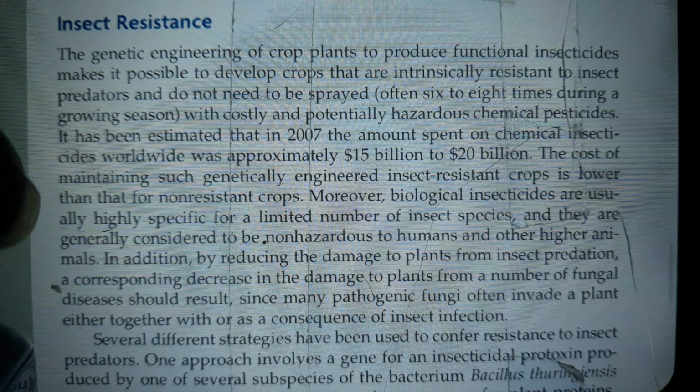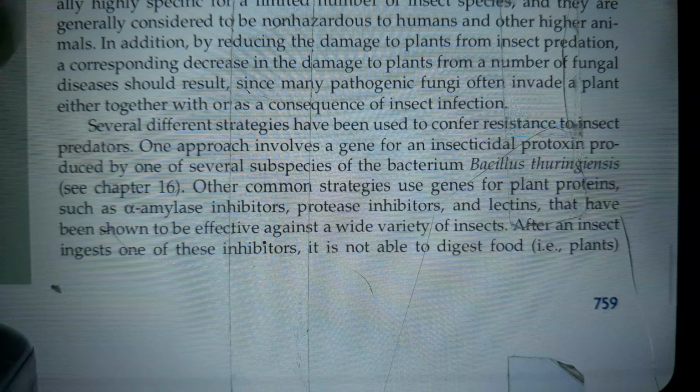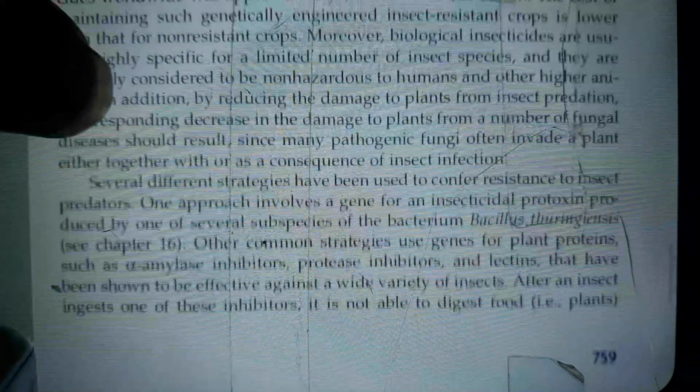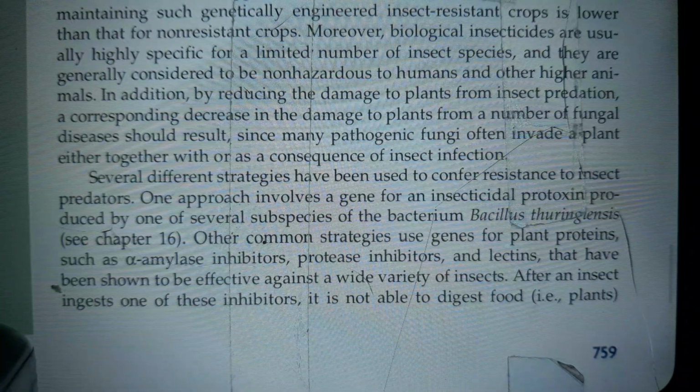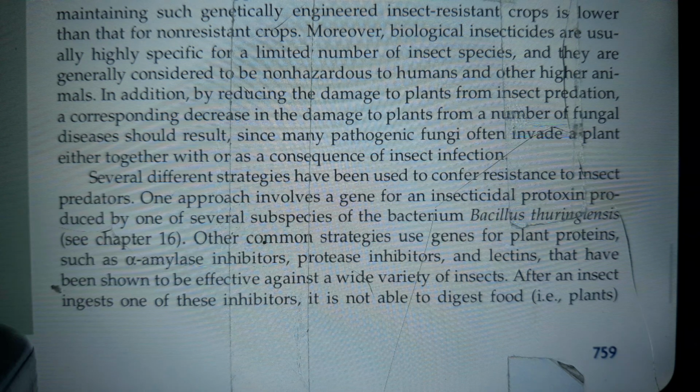Moreover, biological insecticides are usually highly specific for a limited number of insect species, and they are generally considered to be non-hazardous to humans and other higher animals. In addition, by reducing the damage to plants from insect predation, a corresponding decrease in the damage to plants from a number of fungal diseases should result, since many pathogenic fungi often invade a plant either together with or as a consequence of insect infections.